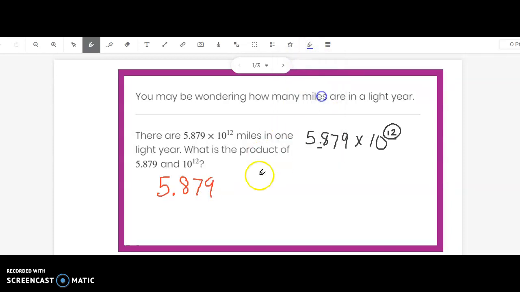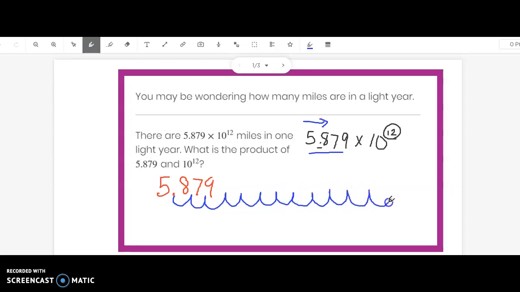Now I'm going to start jumping my decimal, and I want to make it move to the right because I'm multiplying times a large number. That means my factor here is going to get larger. So I'm going to jump my decimal point 1, 2, 3, 4, 5, 6, 7, 8, 9, 10, 11, 12. Right there's my decimal point.